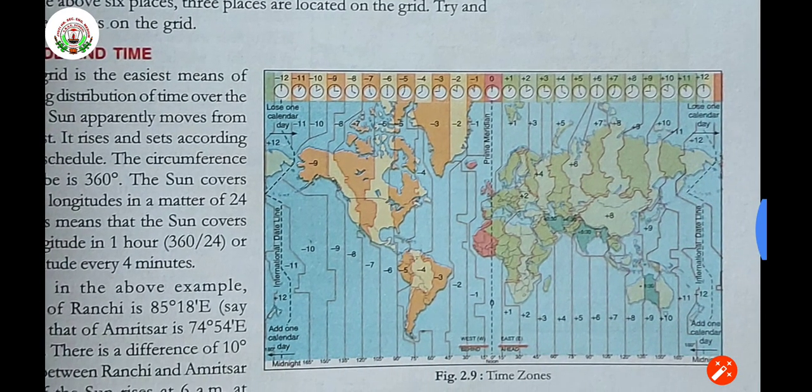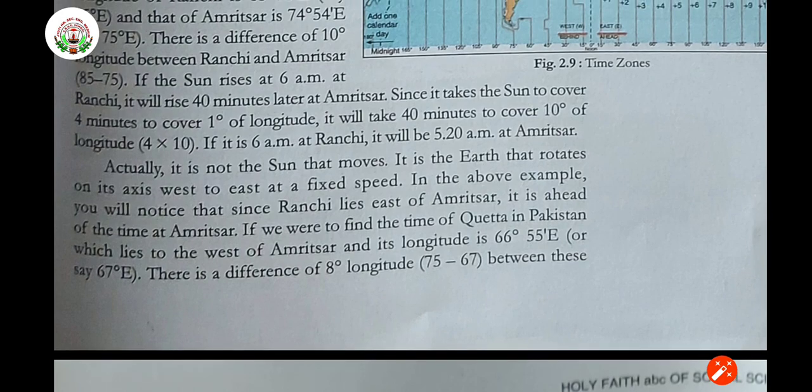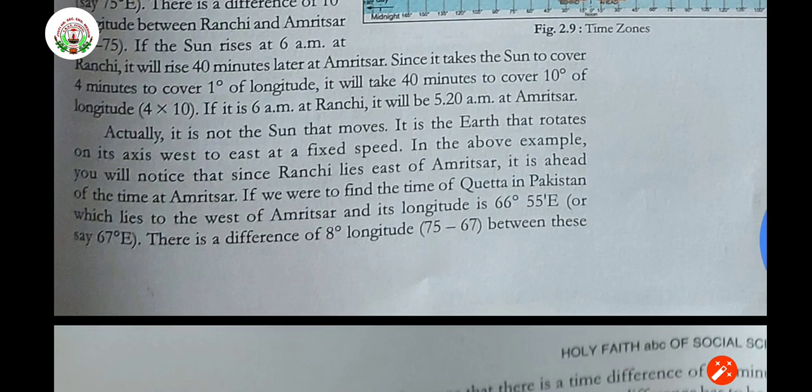You can see the map over here also for locating the places. Actually, it is not the sun that moves. It is the earth that rotates on its axis from west to east at a fixed speed. In the above example, you will notice that since Ranchi lies east of Amritsar, it is ahead of the time at Amritsar.